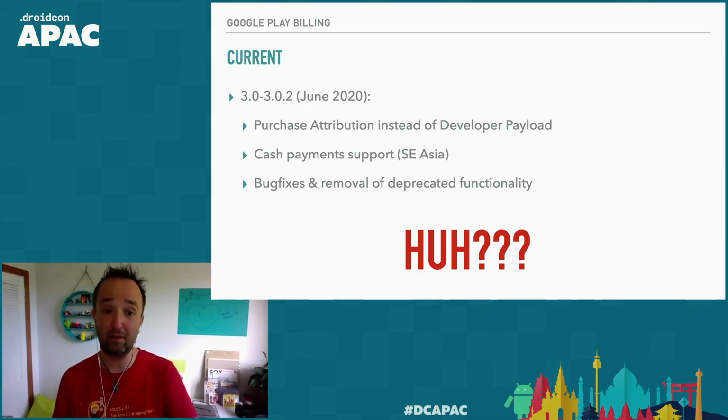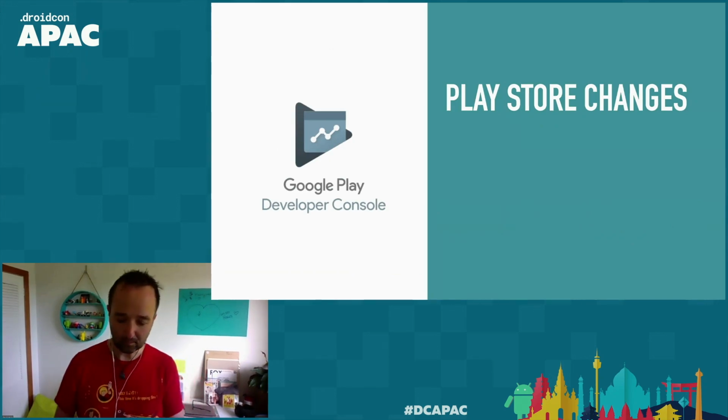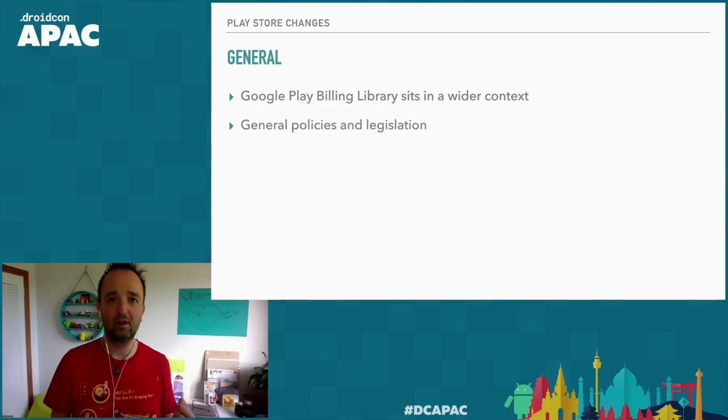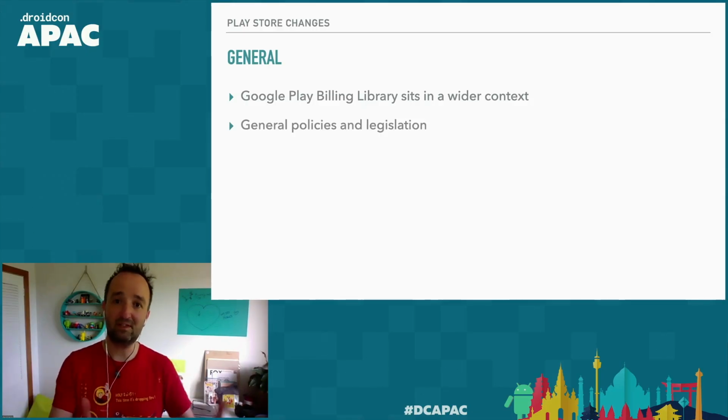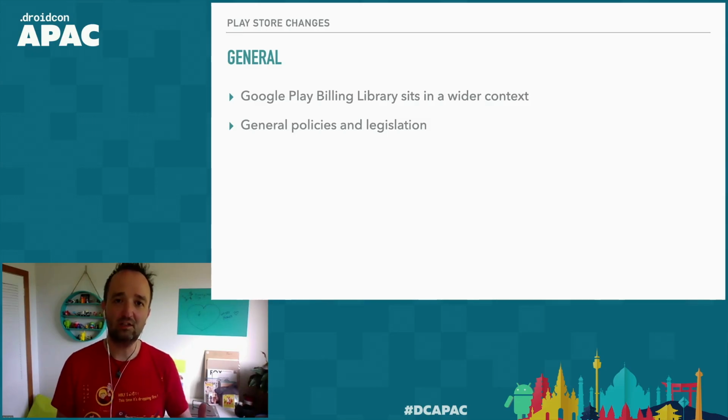But there are a lot of other things that tie into Google Play Billing library releases that we're going to talk about next. And these are Play Store changes. So in general, the billing library sits in a quite wide context, right? It's not just the billing library you're dealing with. You actually deal with general policies and legislation. That might be tax changes, child protection changes, for example, or general regulatory changes that are pushed upon you.